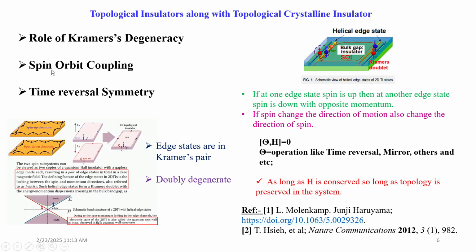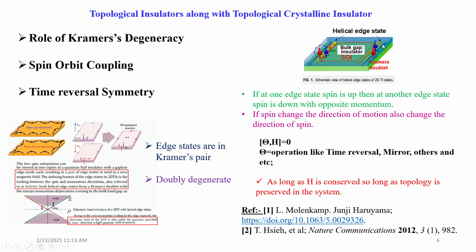Topological insulator along with the topological crystalline insulator. Role of Kramers degeneracy, spin-orbit coupling, time reversal symmetry. This is the band diagram of the topological insulator. These are the up edge states and these are the down edge states, with up electrons in the upper band as right movers and down electrons in the lower band with the opposite movement. So as the electron changes the direction of its spin, it changes the direction of its momentum. This brings us to the point of Kramers degeneracy in the materials.